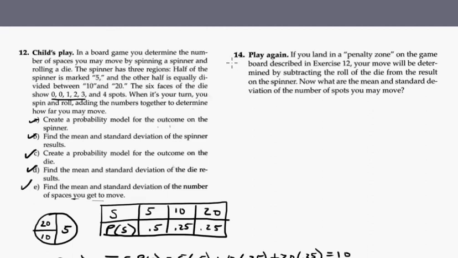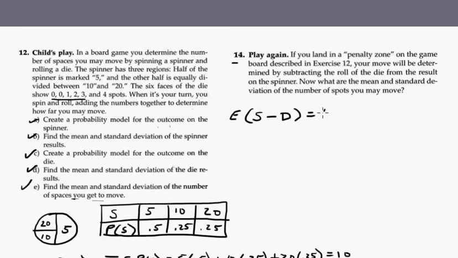Now for problem 14, if you land in a penalty zone on the game board described in exercise 12, your move will be determined by subtracting the roll of the die from the spinner. So we're going to take the spinner value and subtract off the roll of the die. Now what are the mean and standard deviation of the number of spots you may move? So what do you expect? That's what they're asking us.